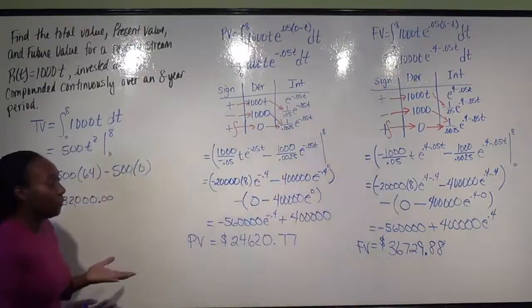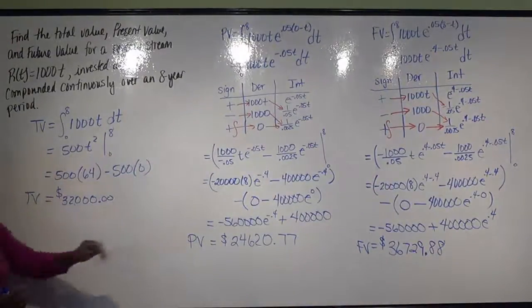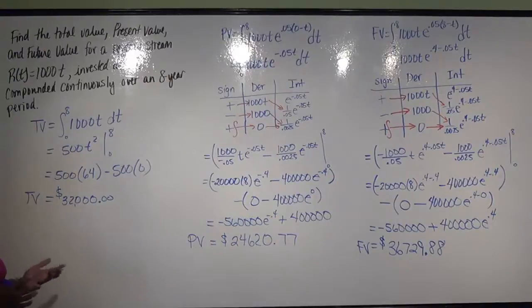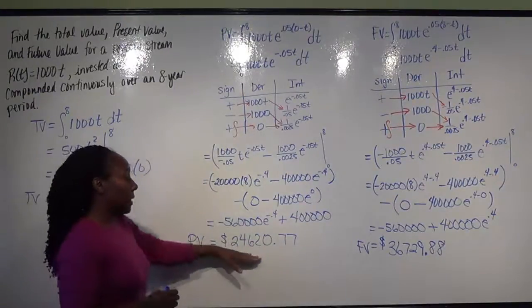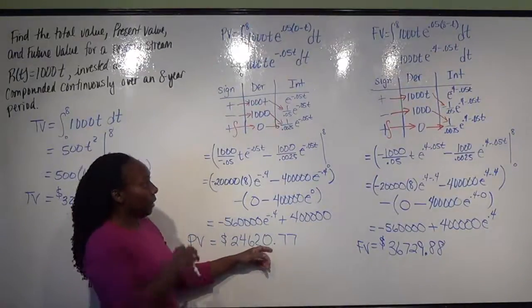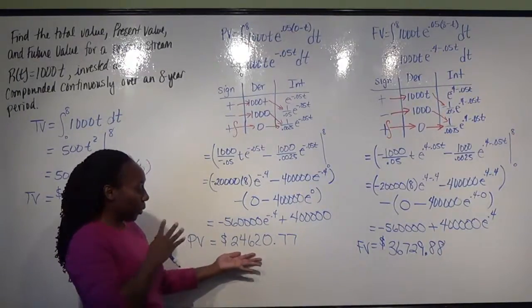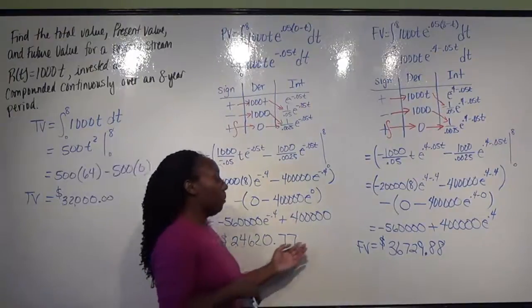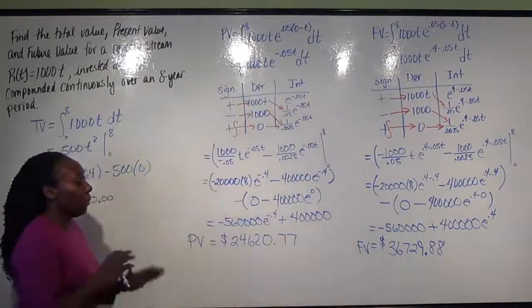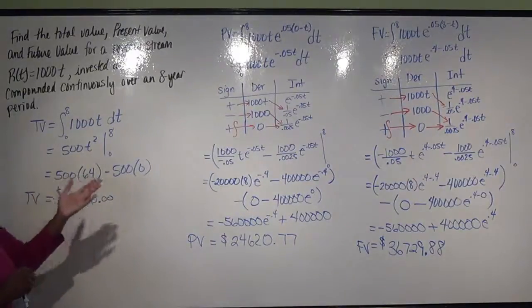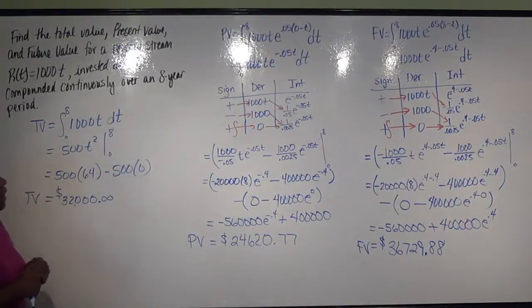Okay. And again, if we look at all three values, we can see that this makes sense. Just taking my revenue stream and adding it up over the 8-year period, I get $32,000. My present value should be less than that, and even at my interest rate, I'm getting about $25,000. And my future value, I'm getting about $37,000. So there's the three different ones using a non-constant revenue stream.